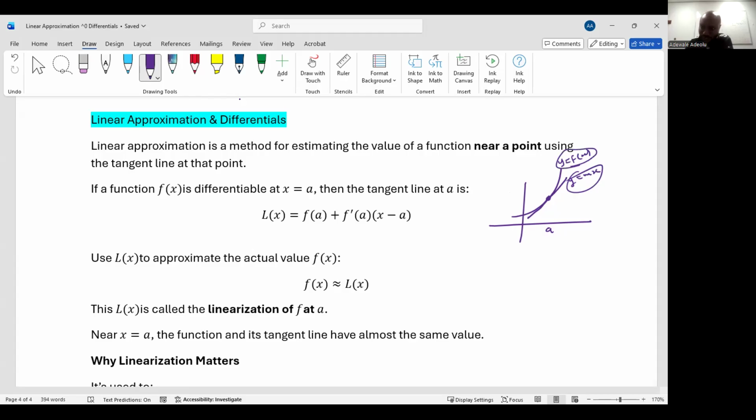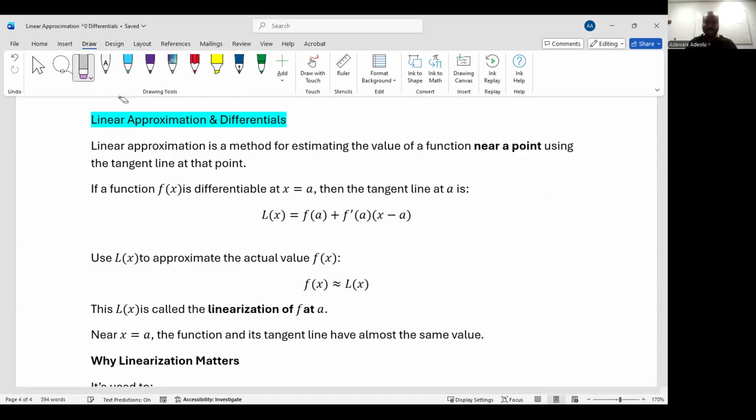Now, guys, look at this. You would notice that at this point, x equals a, any point that is very close, say, for example, if our a is 2, numerically, say 2.1, the curve will still be very close to this point that we have here. So we can use that equation of the straight line to approximate that curve at points that are very close to our a. I hope that makes sense.